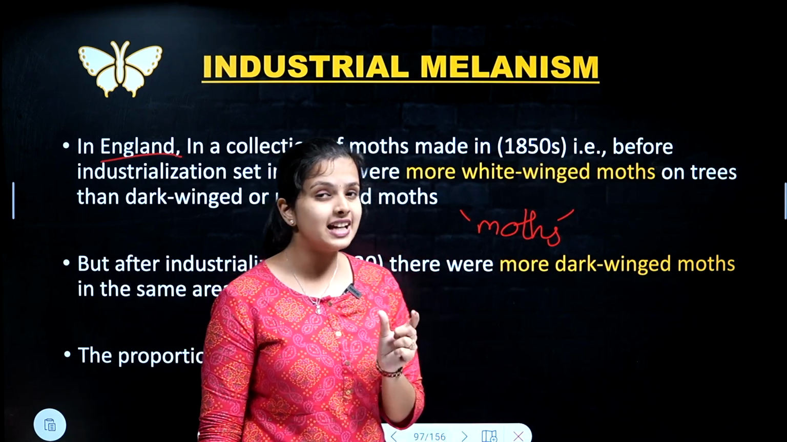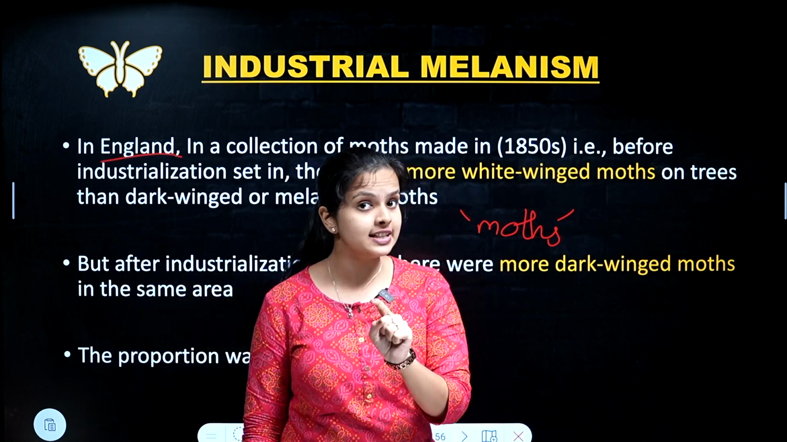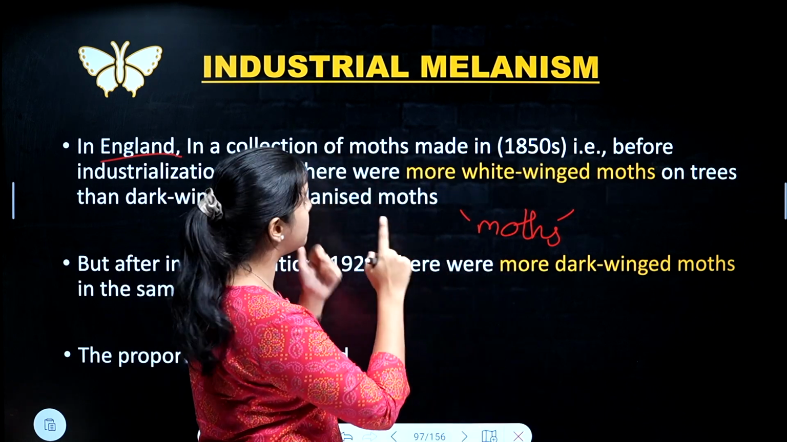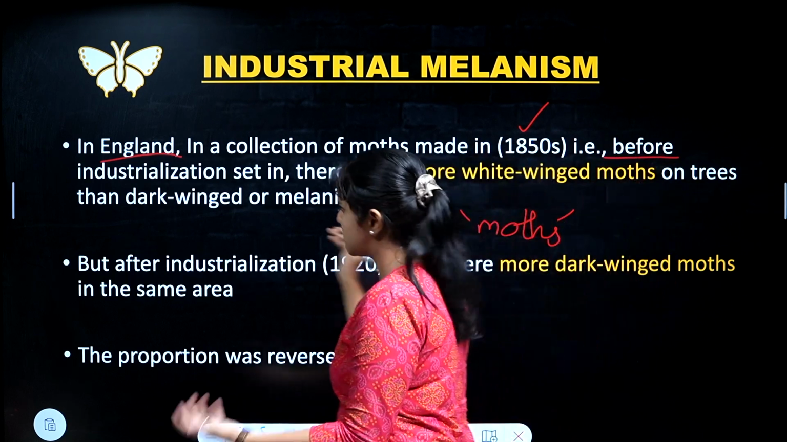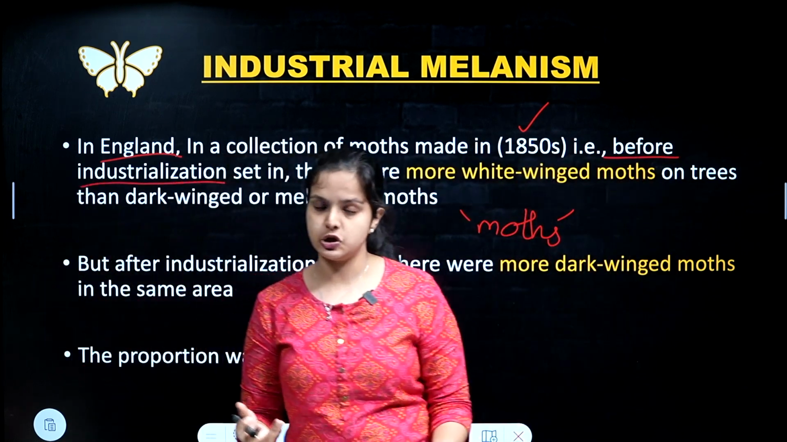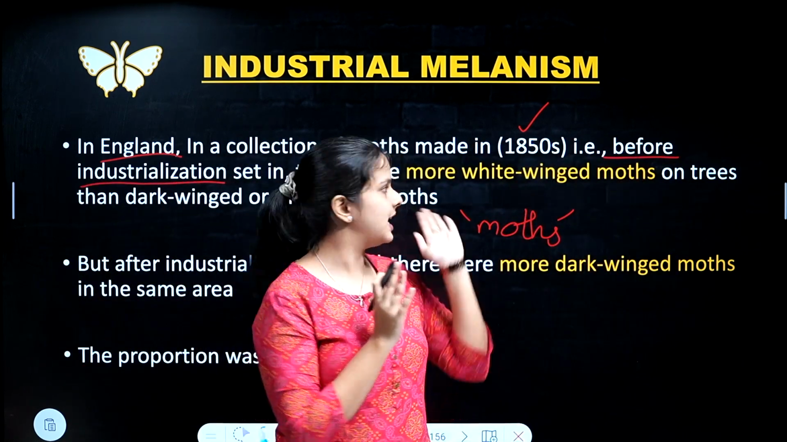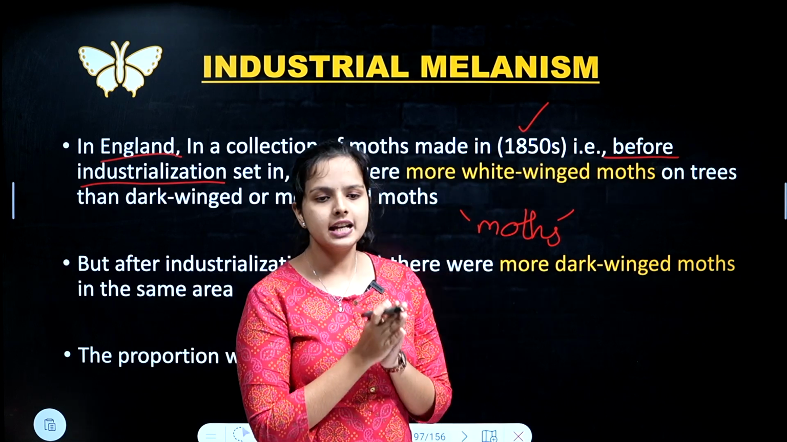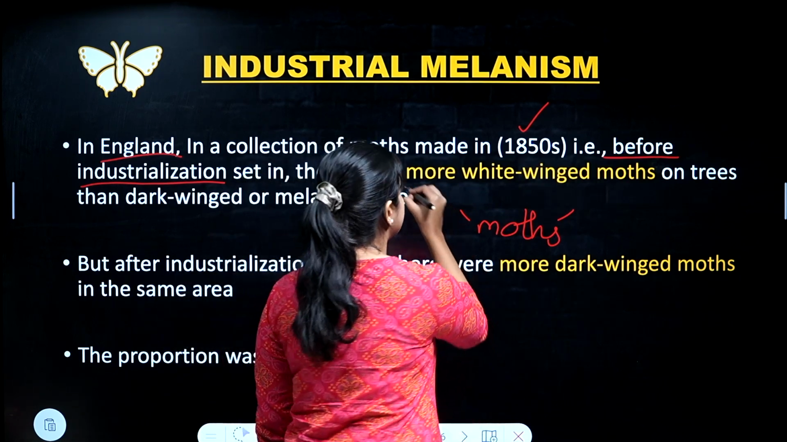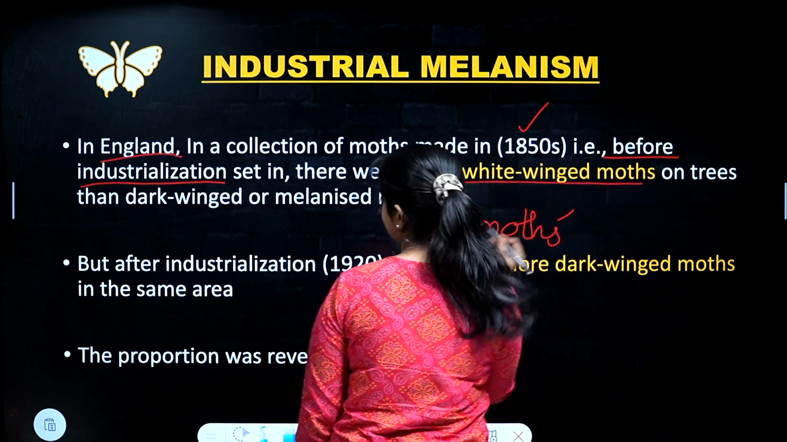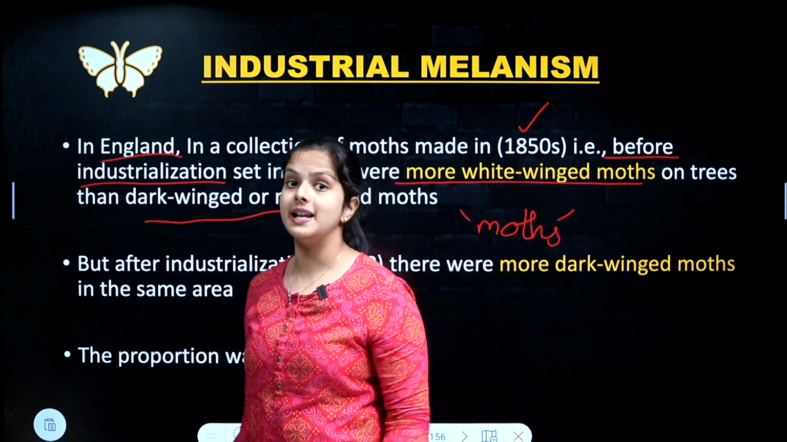Where did they take it from? They took it from England. And when did they take it? They took it before industrialization, in the 1850s, before industry started developing. That was in 1850. They observed this collection, and what they noted was there were more white-winged moths on trees than dark-winged or melanized moths.